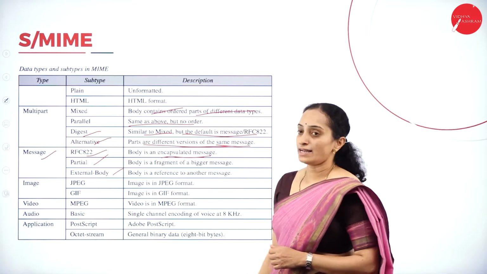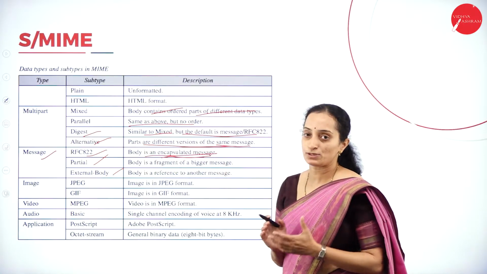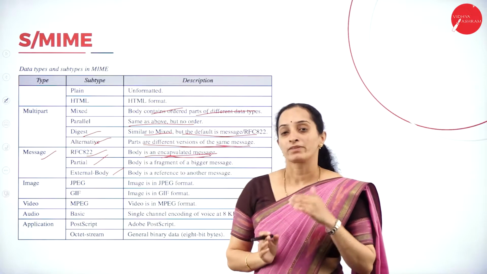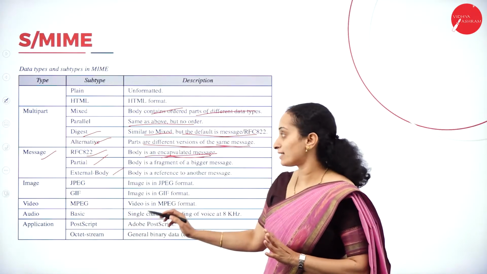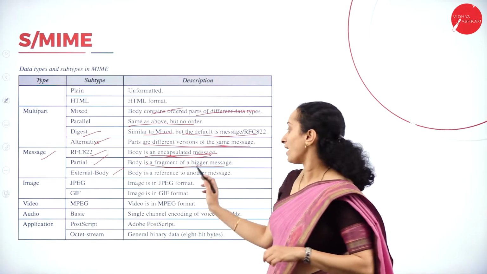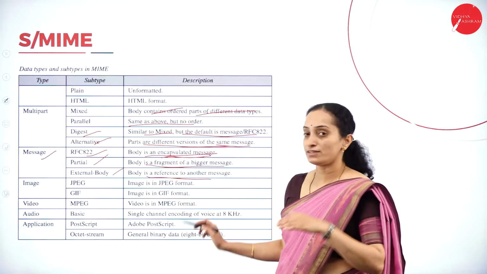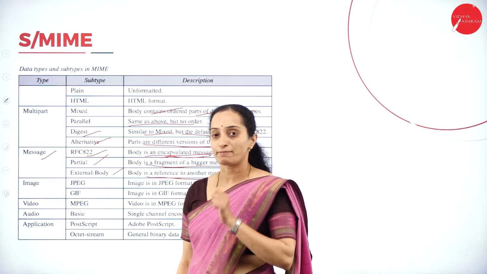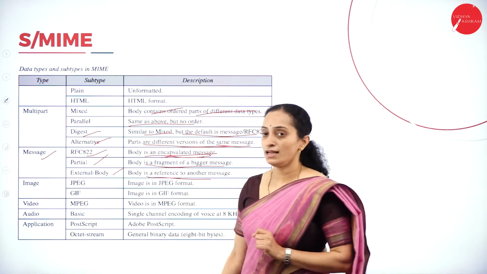So the RFC 822 will have a message body that is an encapsulated message. We will be encapsulating the message so that the attacker will not get into the message. Then we have partial type of message. The body of the mail is a fragment of a bigger message. When you take the external body, the body is a reference to another message, like we use the hyperlinks in the mails. So that will be the external body.